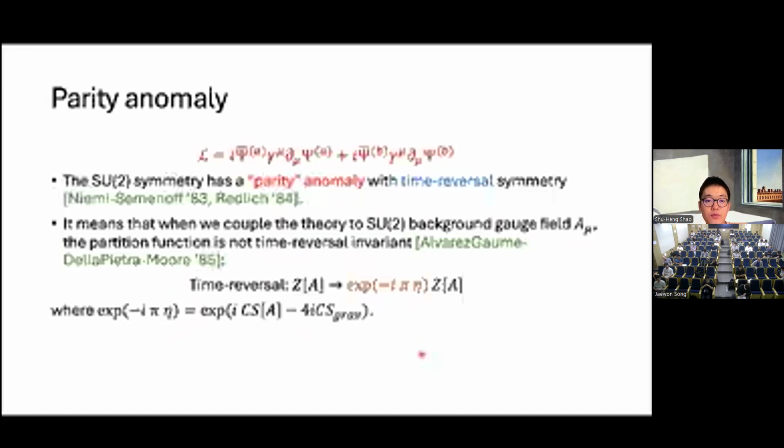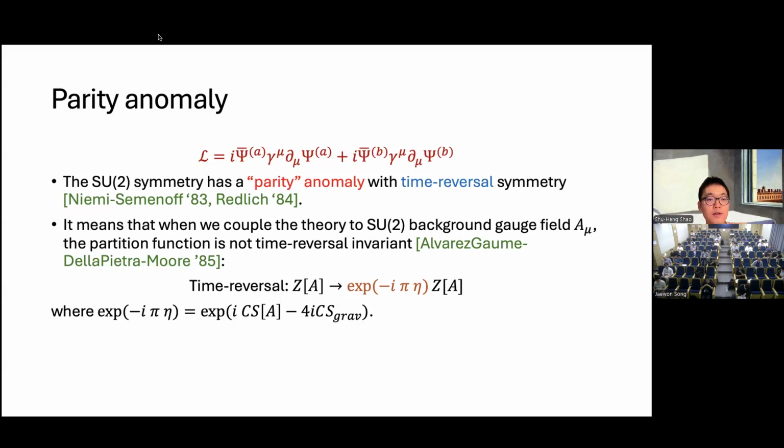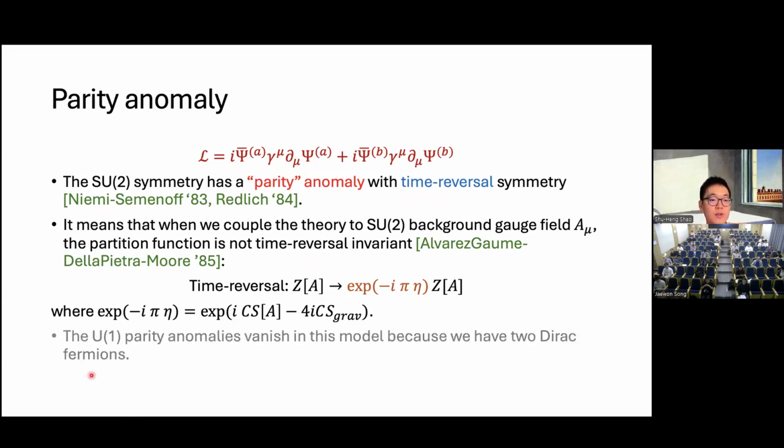Now, for most of you in the audience, maybe you have heard about parity anomaly in the context of an anomaly between time reversal symmetry and the U1 global symmetry. That is the more famous parity anomaly, and that already exists for a single Dirac fermion. But that U1 parity anomaly doesn't exist in our honeycomb lattice model because we have two Dirac fermions. Rather, what we are going to shoot for is the SU2 parity anomaly. So it's a slightly advanced version of what people usually think about.